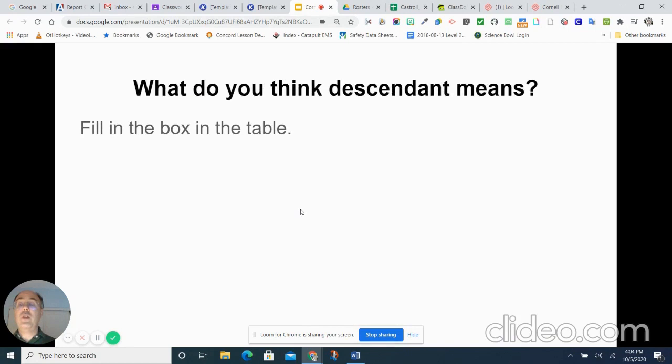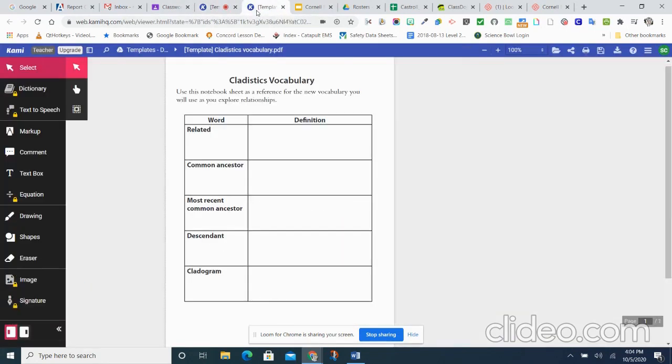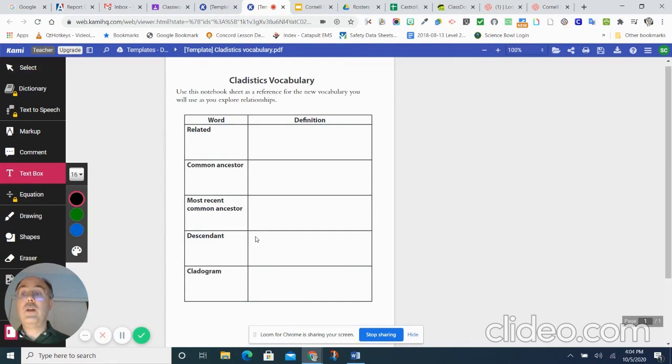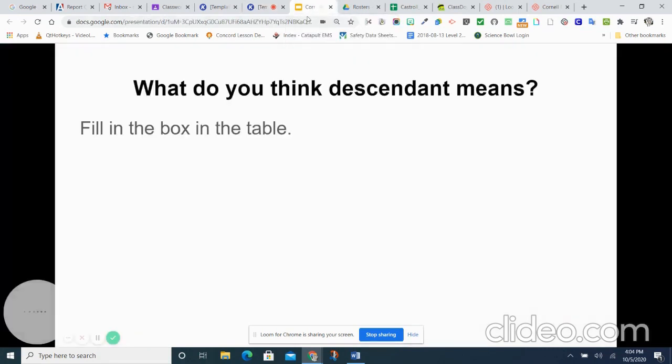So I want you to go to your little box in your table here. Descendant is the fourth one. You're going to write two things. The first thing you're going to write is you're going to put a text box and you're going to write what you think it means. So do that right now. All right, please share your answers.